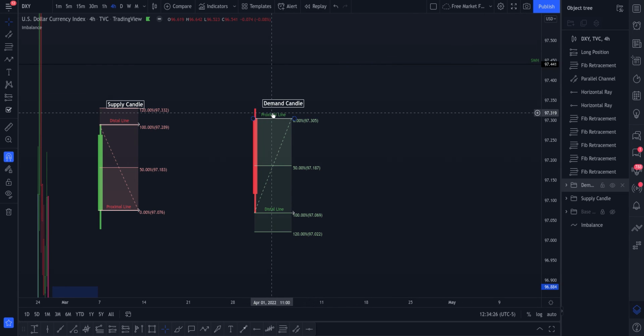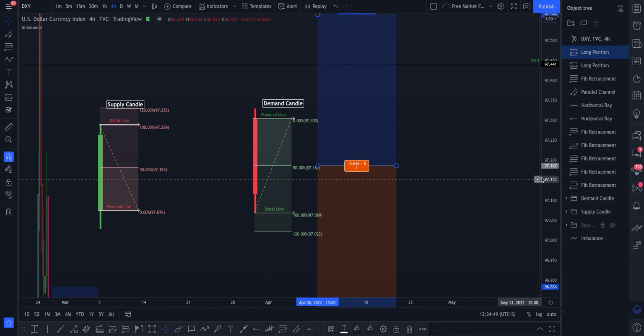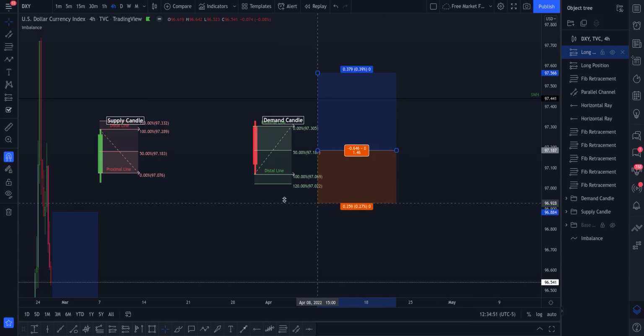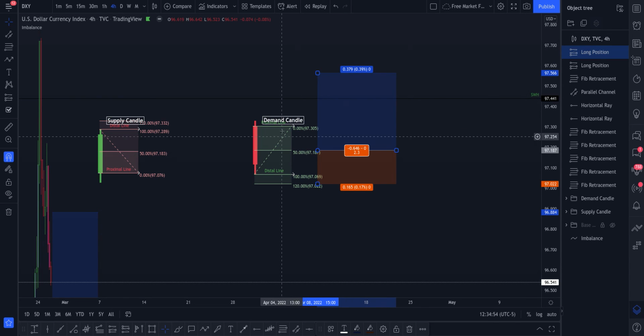So for this demand candle, you would draw your Fibonacci from the low to the open of that candle. Again, it doesn't always work out, but I like to try my best to take it at the 50%, with my stop being at the 120% of the Fibonacci I created. And you can always look for partials at the 0%.